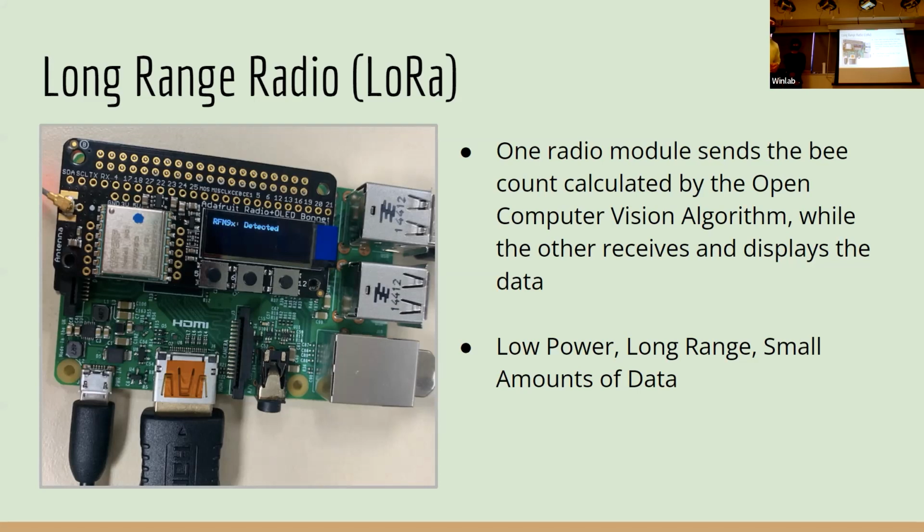And so the LoRa radios use I2C, which is an integrated circuit serial communication protocol. Basically, they send and receive data in packets. So we created code in CircuitPython that configures the radio and uses OpenCV to calculate the bees, and then sends just the number of bees and also the number of the packet to the other radio.